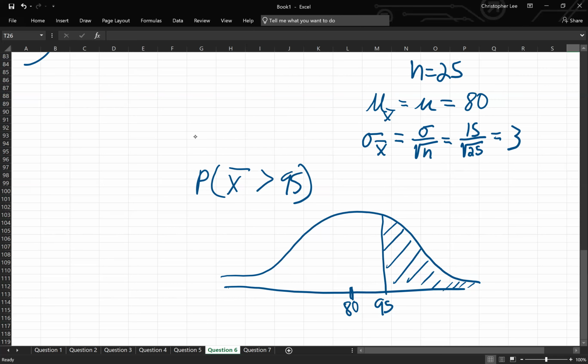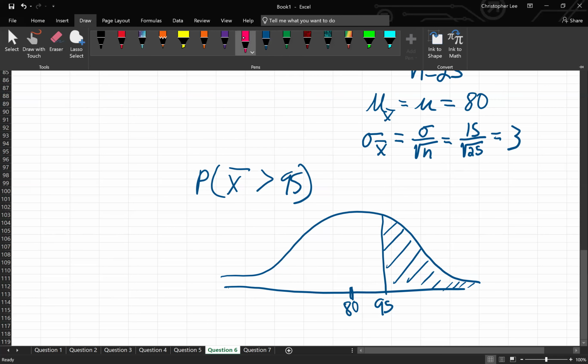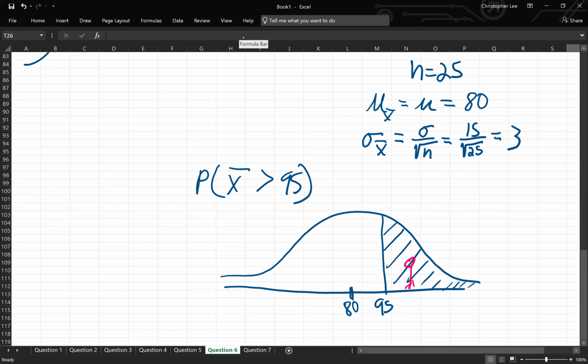Let's pretend that I'm standing in the middle of my distribution. I'm always standing in the middle of my distribution. Always. Whatever is to my left is my lower bound. Whatever is to my right is my upper bound. Let's plug that in.